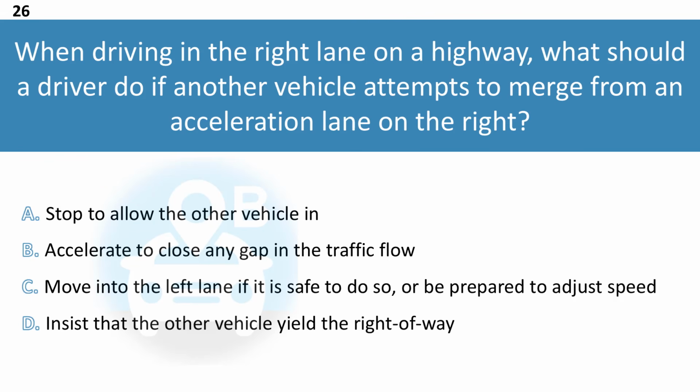When driving in the right lane on a highway, what should a driver do if another vehicle attempts to merge from an acceleration lane on the right? A. Stop to allow the other vehicle in. B. Accelerate to close any gap in the traffic flow. C. Move into the left lane if it is safe to do so, or be prepared to adjust speed. D. Insist that the other vehicle yield the right of way.